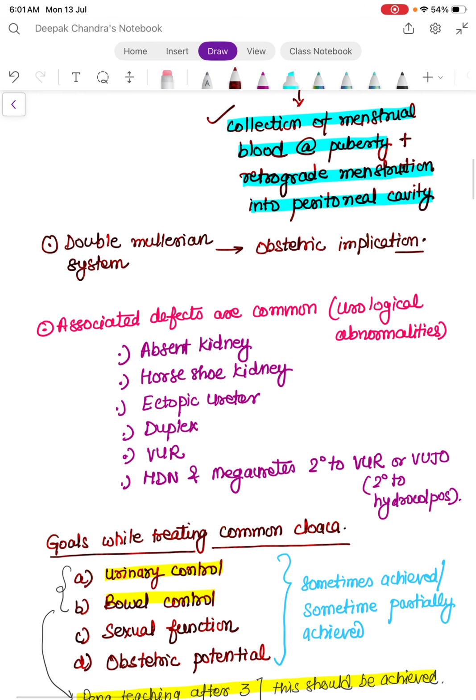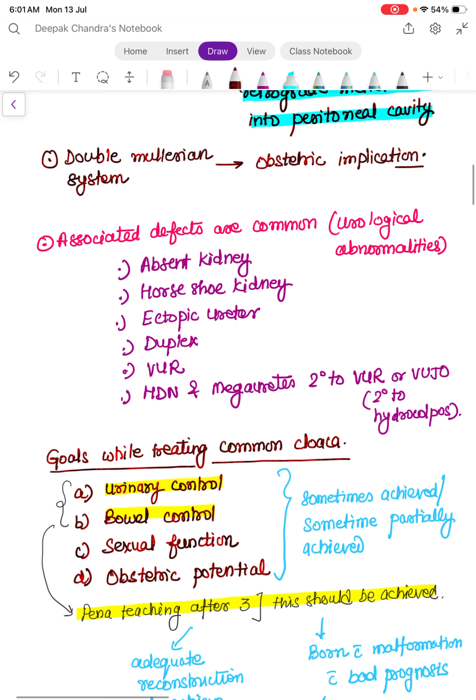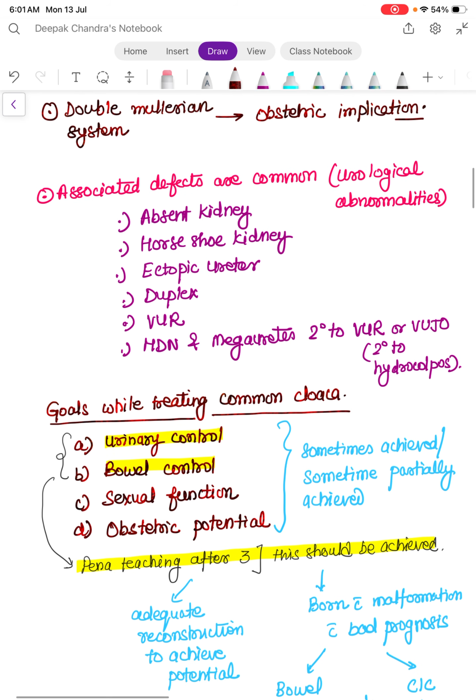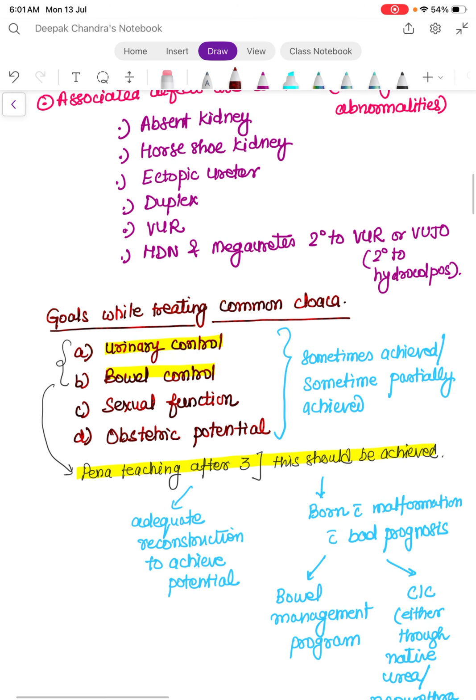Then there are a few urological abnormalities. Around 90% of these patients will have some form of urological abnormality that we have to find out, which can be either a renal agenesis, a horseshoe kidney, an ectopic ureter, or duplex, or there can be a VUR, and there can be hydronephrosis and megaureter secondary to the VUR, or VUJO secondary to hydrocolpos.